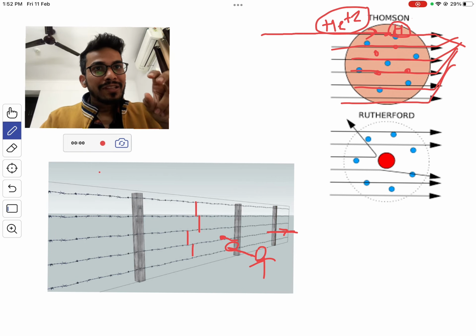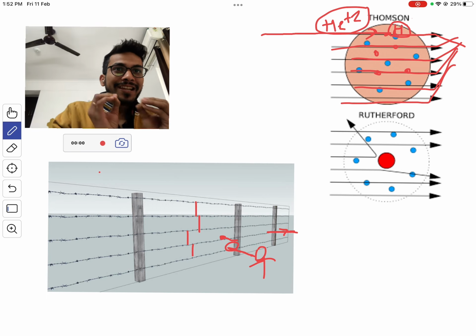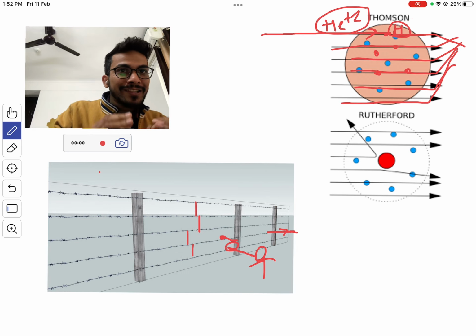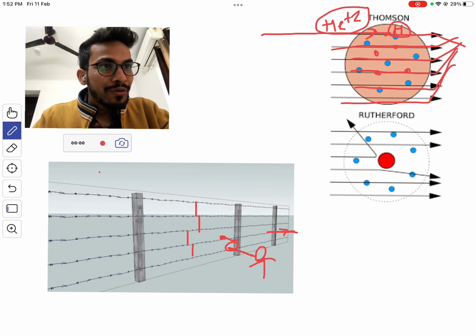You can see these empty spaces. Those empty spaces can be compared to the free spaces inside the atom. You can clearly see that more than 90% of the space in the atom is going to be free. There would be no charged particle present. So this is the Rutherford model.